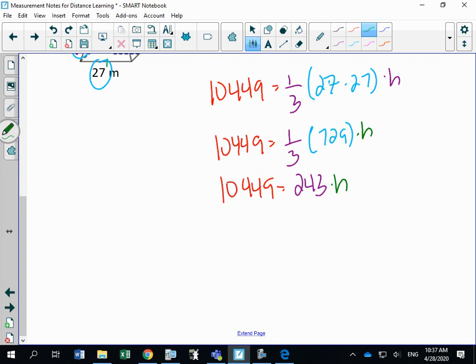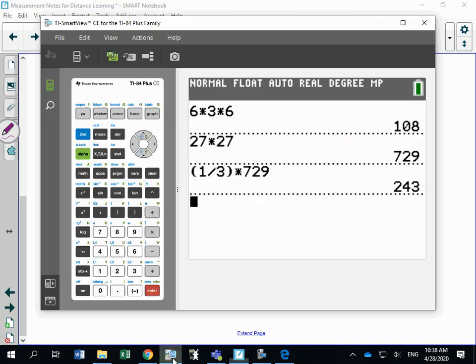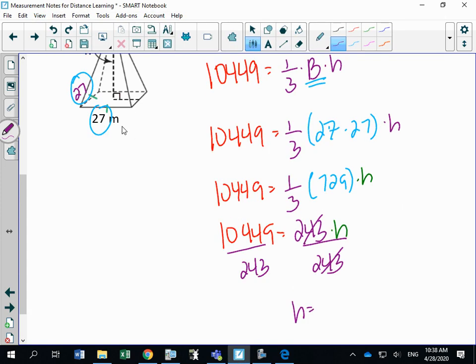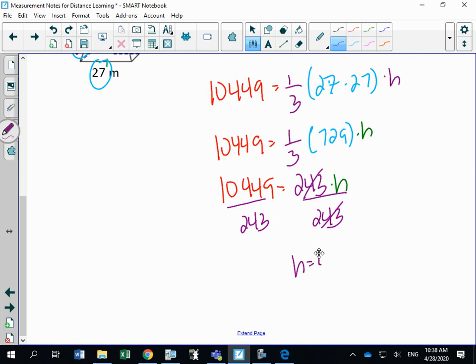times the height. And if I asked, how would you get height? You need to isolate H. H is being multiplied by 243. The opposite of multiply is divide. So divide both sides by 243. And then I'm left with the height is equal to 10,449 divided by 243, and I get 43 as my answer. My units are in meters. So the height is 43 meters.